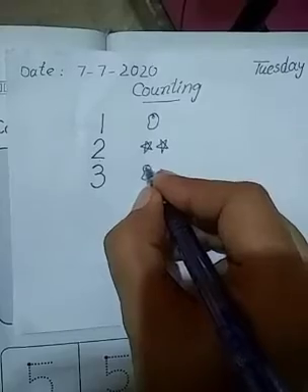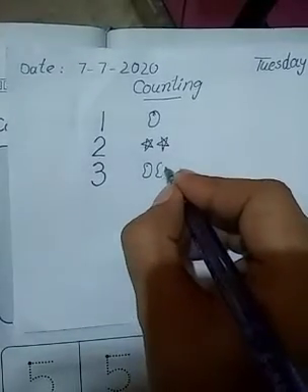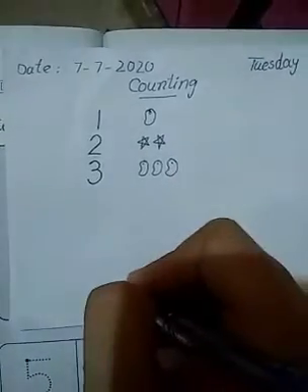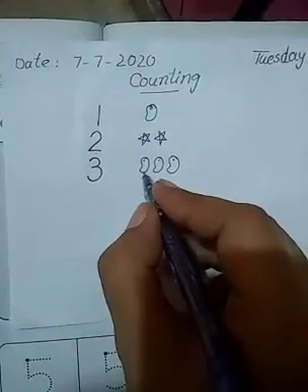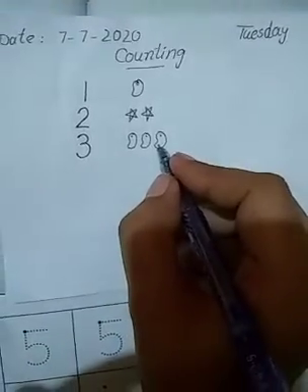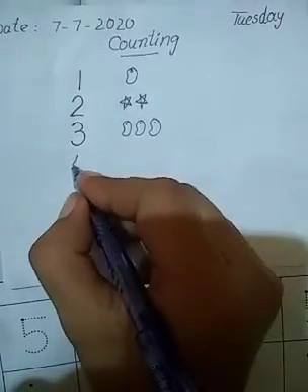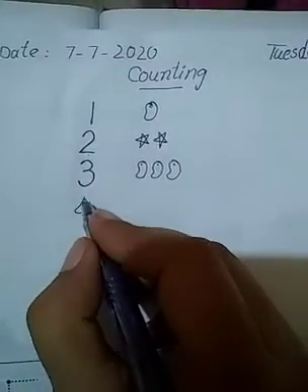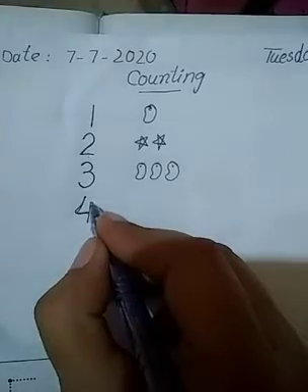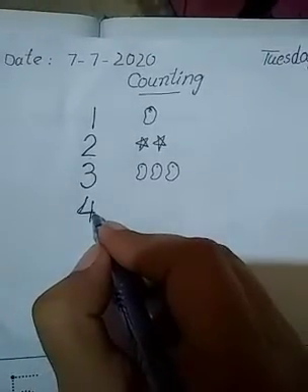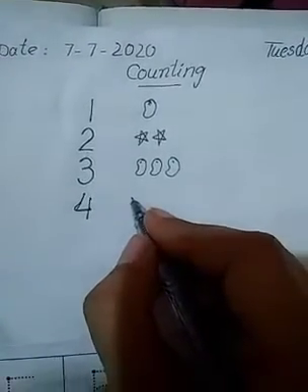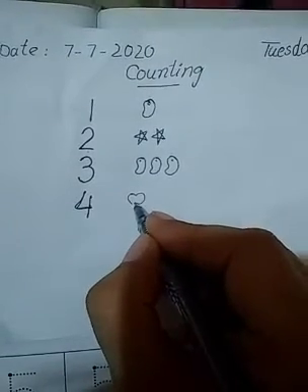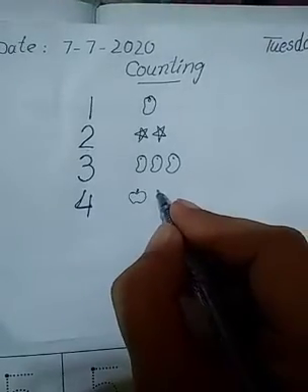Now again mangoes. 1, 2, 3. Alright, 1, 2, 3. Let's come up to 3. 4. So what do you have to draw? We have to draw 4. Yes, we have to draw 4 apples.